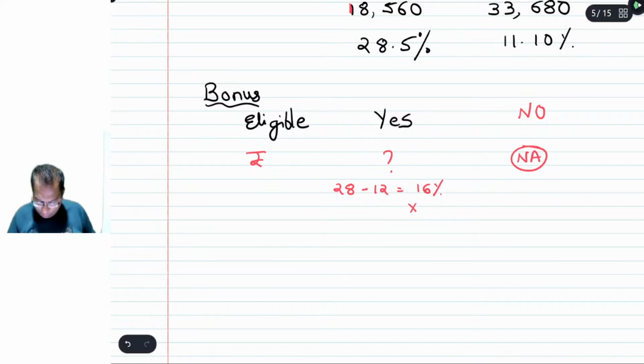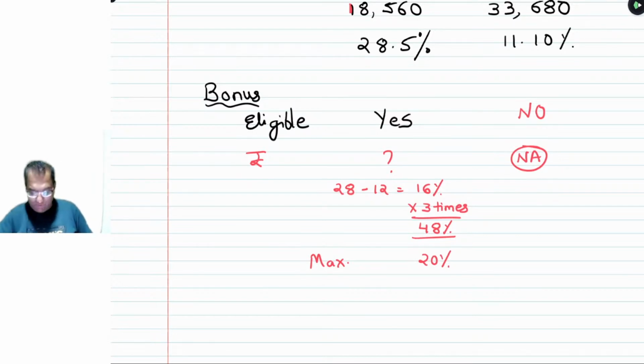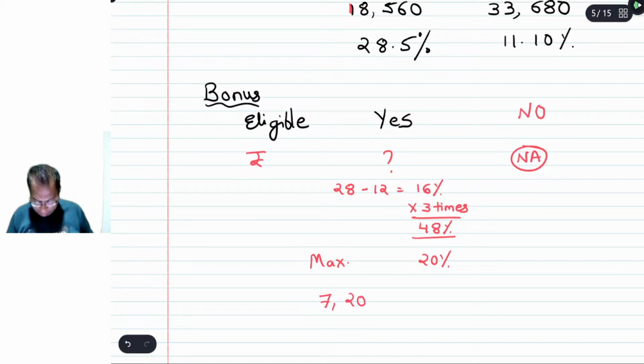So for every 1%, they will provide us 3 times bonus. So it will be 48% of bonus, but the maximum percent is 20%. They have provided that maximum bonus is 20%. Although the manager is eligible for 48%, the maximum bonus they will be getting is 20% of annual salary. Annual salary is 7,20,000 multiplied by 20%. So it will be 1,44,000 rupees.